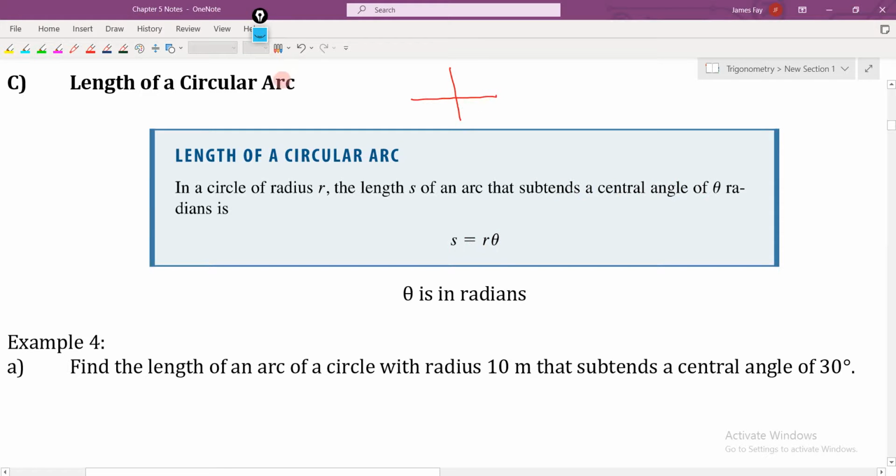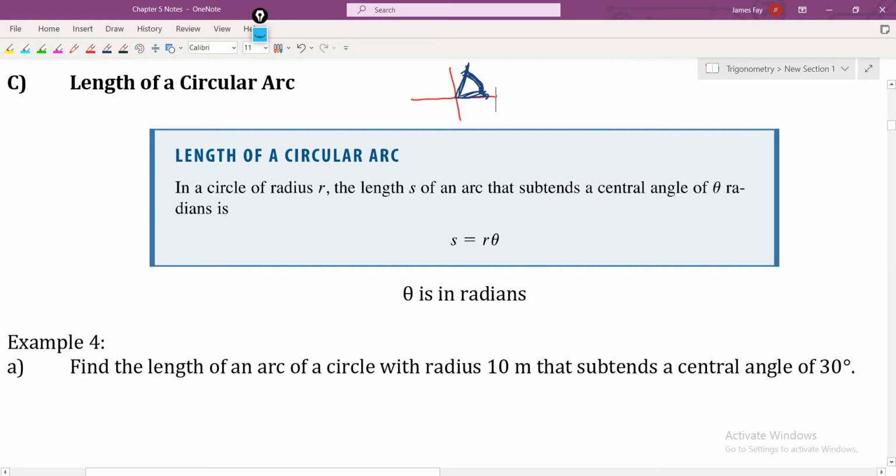If I've got my angle here, here's my initial ray, here's my terminating ray. Basically all it means, when it says subtends, is that there's an arc that is going to be defined or cut off and created by these two rays. Okay, so when I say subtended arc, we're talking about that arc that is between those two rays.